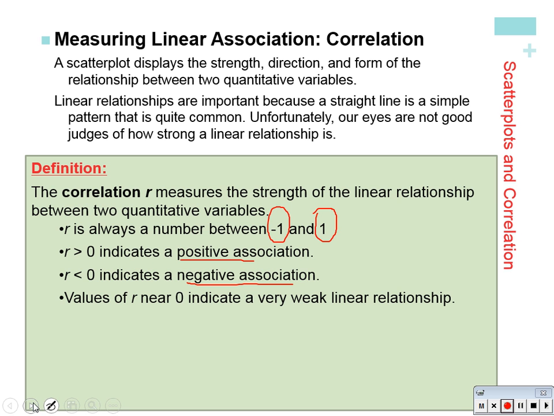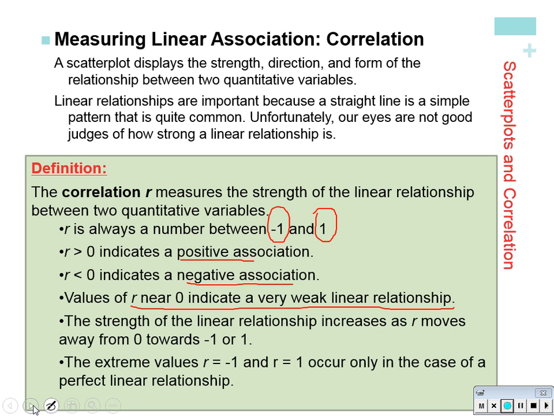The value of R, if it's close to 0 or equals 0, indicates a very weak linear relationship between the two variables. And the strength of the linear relationship increases as R moves away from 0 and towards -1 or +1. So keep in mind that these extreme values, R being -1 or R being +1, only occur in what's called a perfect linear relationship, meaning when the points line up perfectly in a straight line, which when we're talking about scatter plots really does not occur.